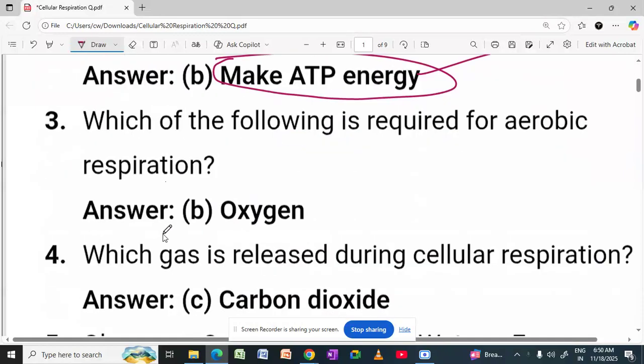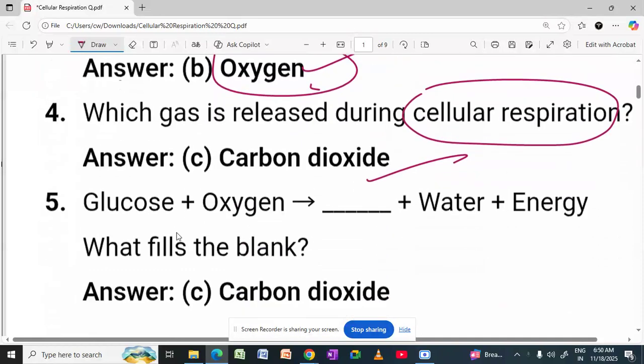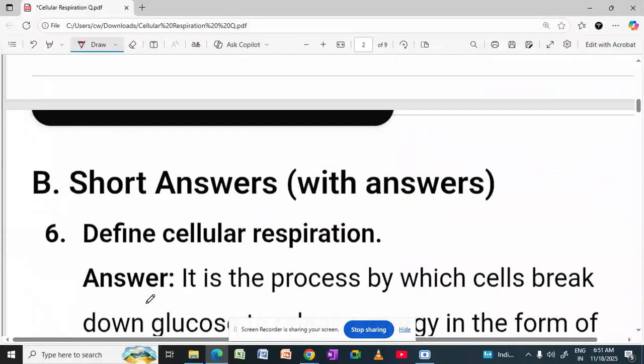So, which of the following is required? Obviously, aerobic respiration requires oxygen. Which gas is released during cellular respiration? Carbon dioxide is released. Glucose plus oxygen will give you what? Carbon dioxide plus water plus energy. This is the general equation.